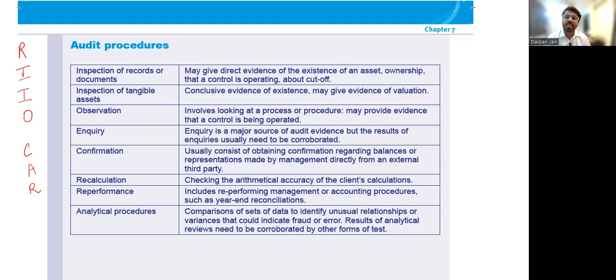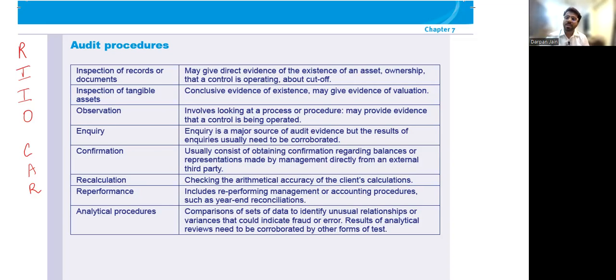Similarly, you can also physically inspect cash. The amount of cash which is being shown in the books of accounts, that cash should be physically present. So in order to check whether the cash amount which is being shown in the balance sheet is correct or not, what can you do? You can go physically inspect the cash amount. See how much cash is there in the cash drawer and count that cash. See whether that is matching with the books of accounts or not. That also is inspection of tangible assets.